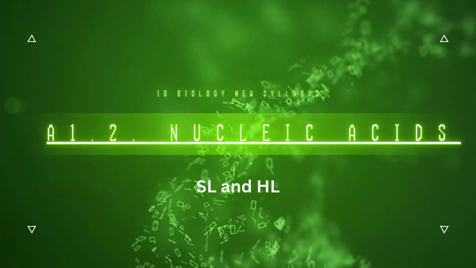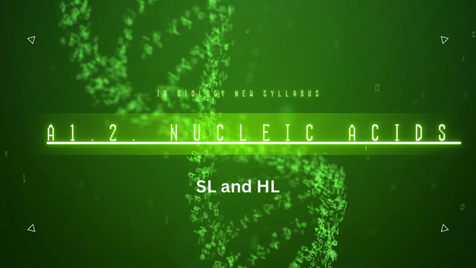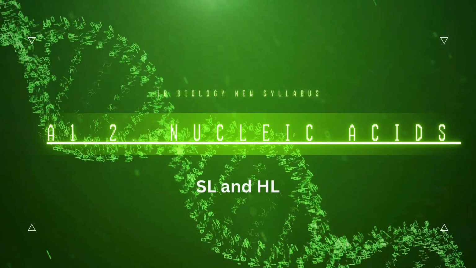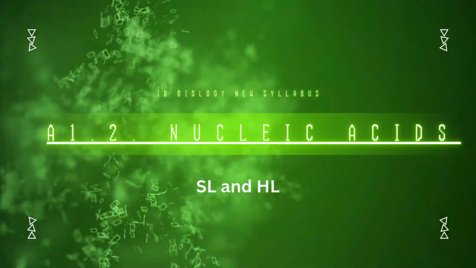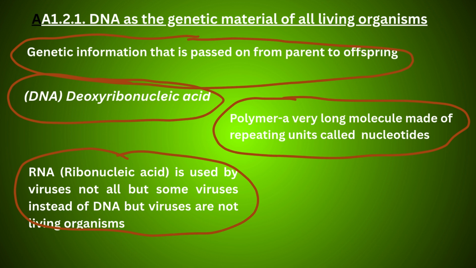In this video, we'll cover the standard level core content from topic A1.2 on nucleic acids, focusing on the structure of DNA and RNA. You've probably seen DNA before. You might think it looks like the famous double helix, and that's correct, but we'll go through it in more detail. DNA stands for deoxyribonucleic acid, and it stores hereditary or genetic information that is passed from parents to offspring.